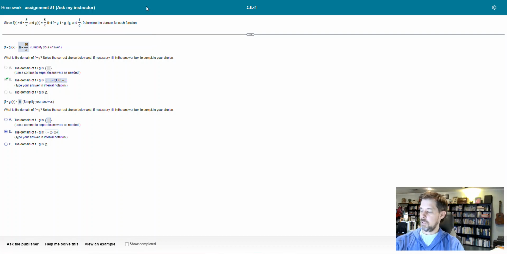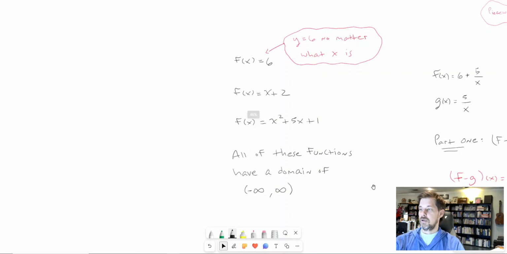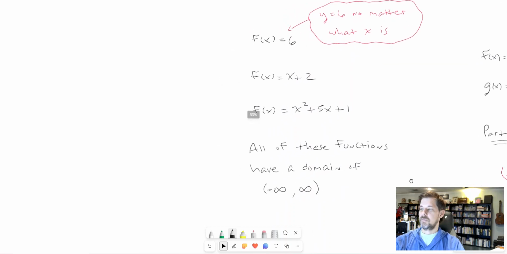Well, hello everybody. So here's a question that just came in this afternoon, and the question I got was specifically about the domain part of f minus g of x. Okay, so I will tell you the answer to that ultimately, but I want to start with something else, because I want to keep the big picture in mind.